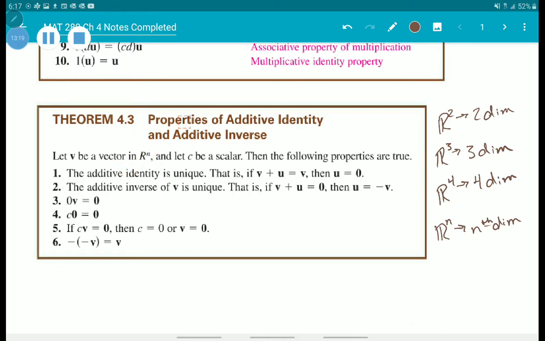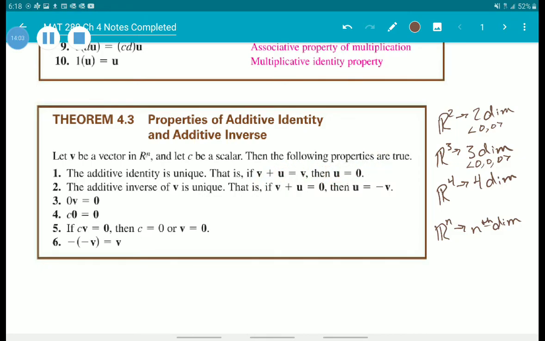So we have a vector that's in Rn, and we're going to let c be a scalar. Then the following properties are going to hold. The additive identity is going to be unique. That is, if we take v plus u and we get vector v back, then this u is going to be equal to the 0 vector. And remember, it's the 0 vector in Rn. If it's in 2 dimensions, my 0 vector is 0, 0. If it's in 3 dimensions, it's 0, 0, 0, and so on. But it has to be unique, which means that there's only one 0 vector that could ever work for that.